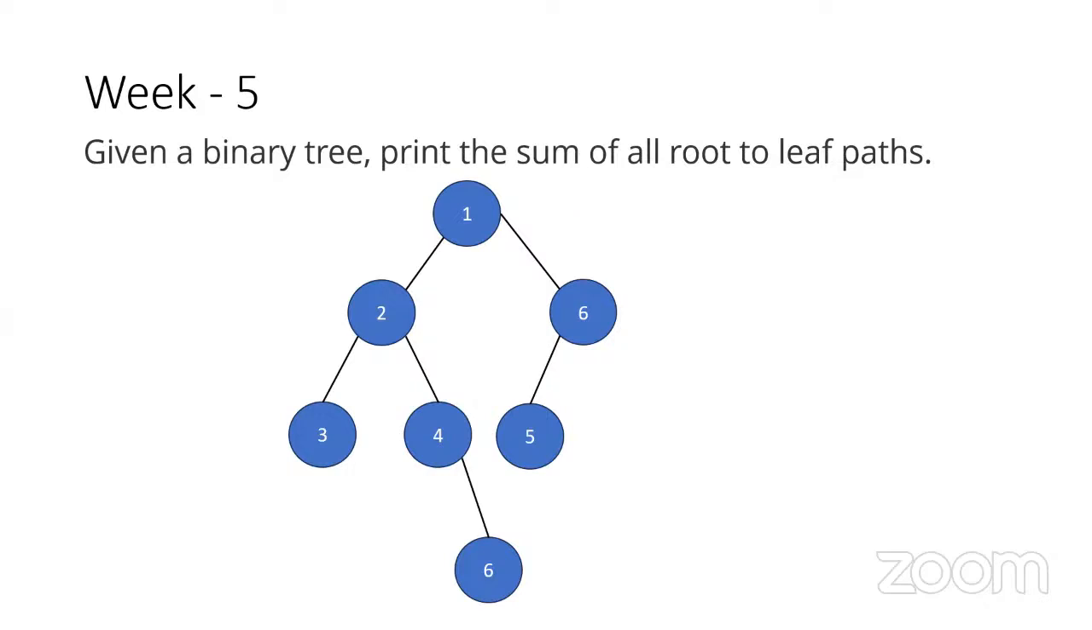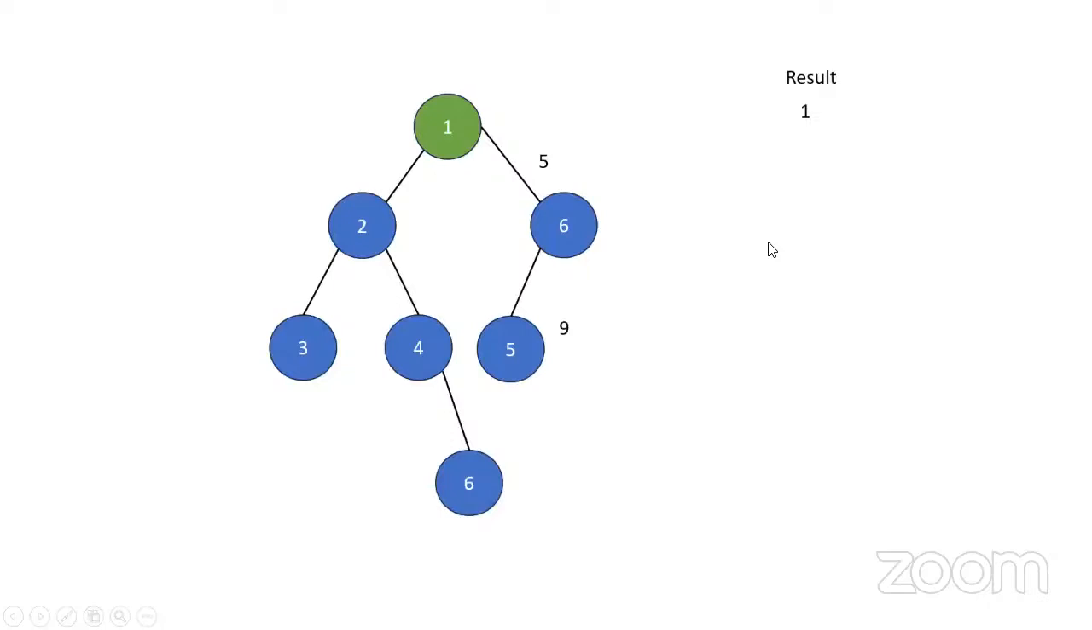So the week 5 statement is pretty straightforward. You're given a binary tree and you have to print the sum of all root to leaf paths. What it essentially means is that you have to find a path which starts from the root and ends at the leaf node, then you have to print the sum of all these paths. So moving forward with this problem statement, we start at 1.